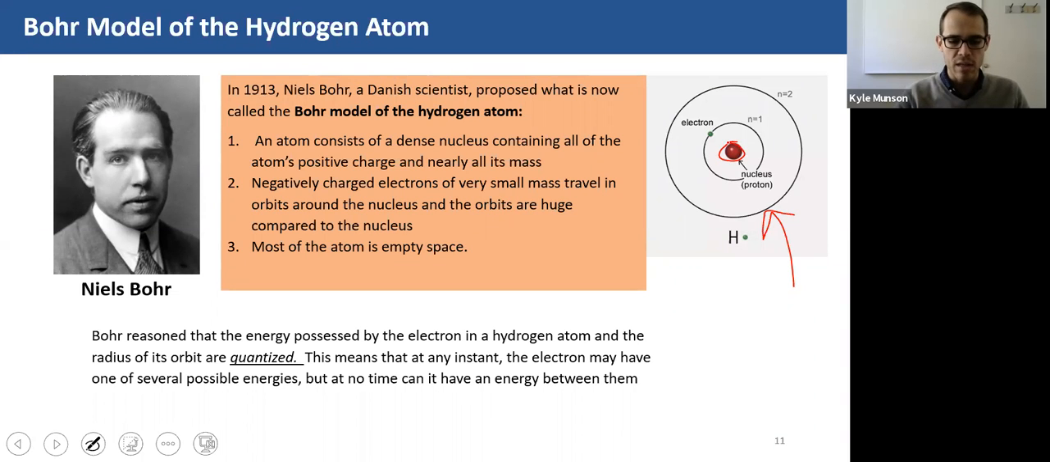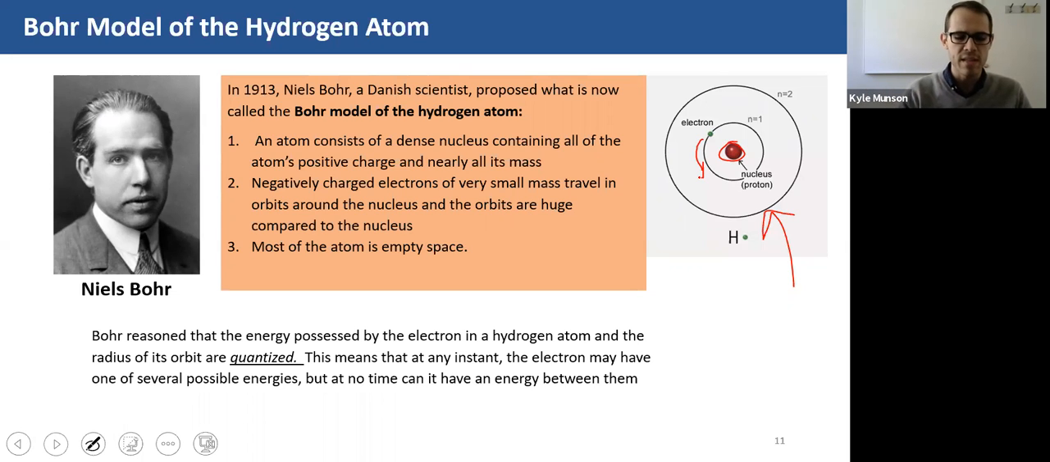Negatively charged electrons of very small mass travel in orbits around the nucleus, and the orbits are huge compared to the nucleus. We've seen this picture before. Here's an example of an electron orbiting around the nucleus, kind of like a moon would orbit around a planet. And most of the atom is empty space. We saw that in another video.